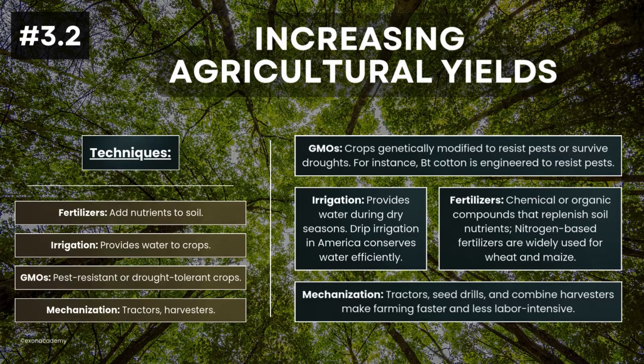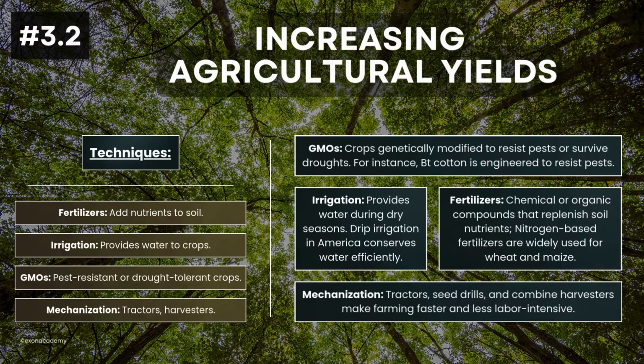Number 2 is irrigation. It provides water during dry season. Drip irrigation is very popular worldwide and conserves water efficiently. Number 3 are GMOs, genetically modified organisms. They are basically crops genetically modified to resist pests or survive droughts. For instance, BT cotton is engineered to resist pests.